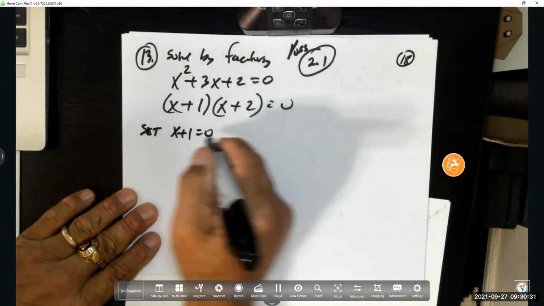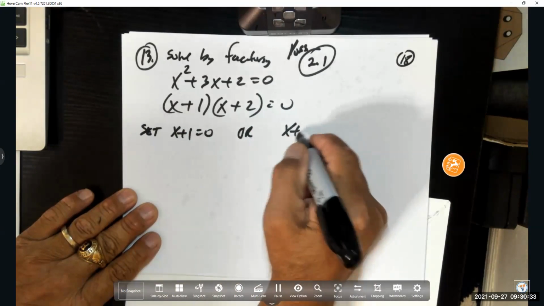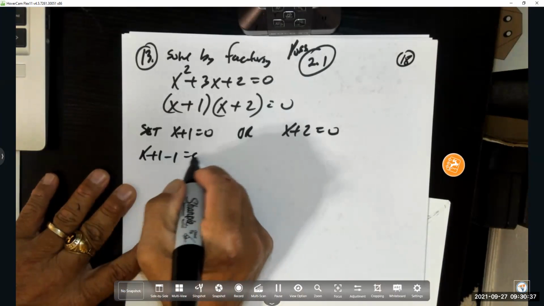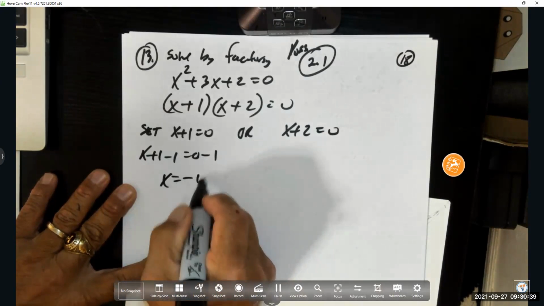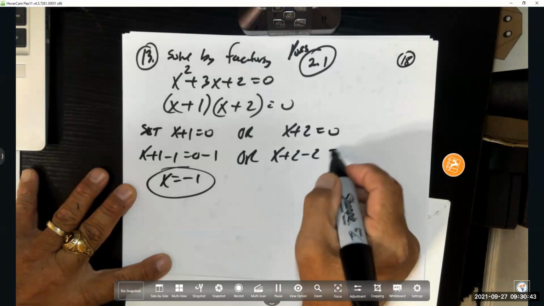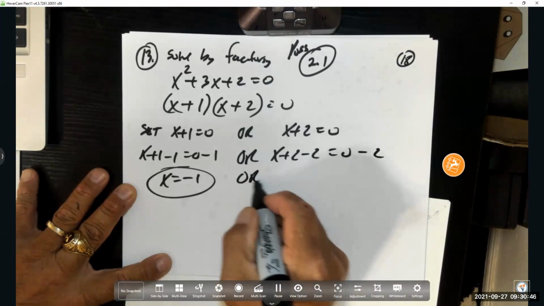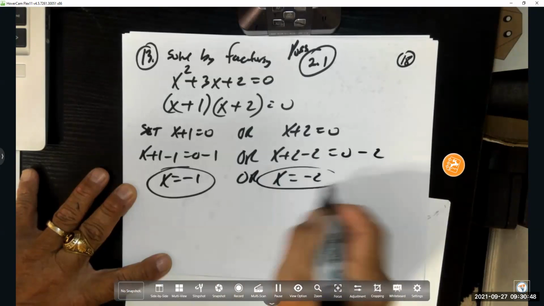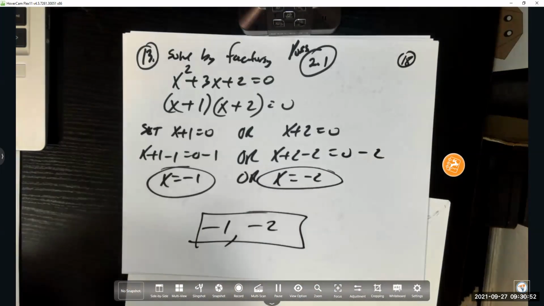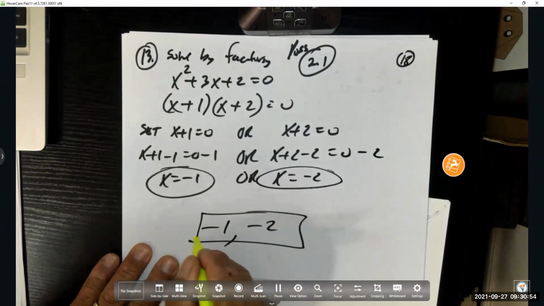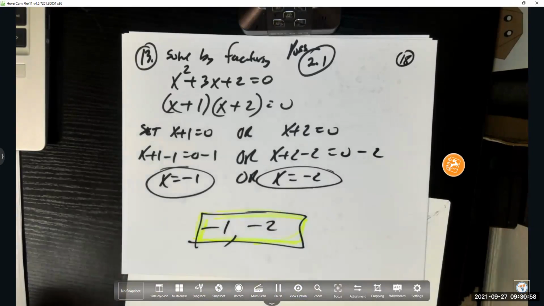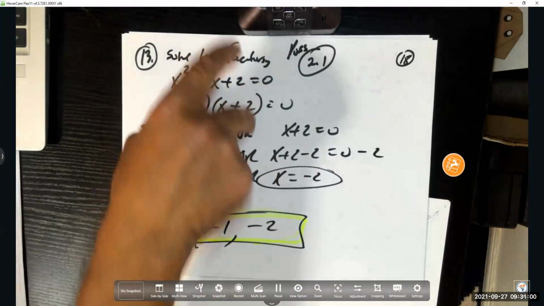x plus 1 is 0, or x plus 2 is 0. So x plus 1, minus 1 on both sides, I get x equals negative 1. Or x plus 2, minus 2 on both sides, x is negative 2, second answer. So now we have negative 1 and negative 2. Those are my answers. Is that okay for the two answers right there? Factoring it, set it up, get the answers.